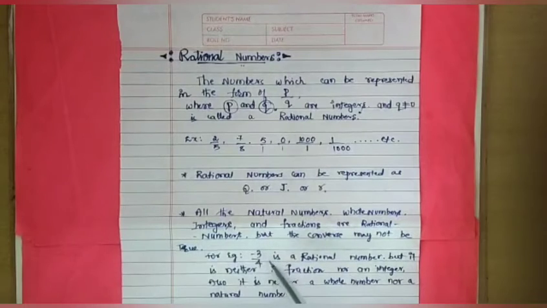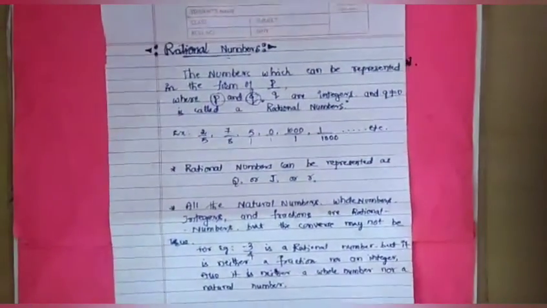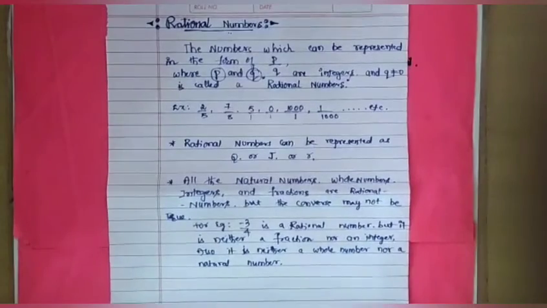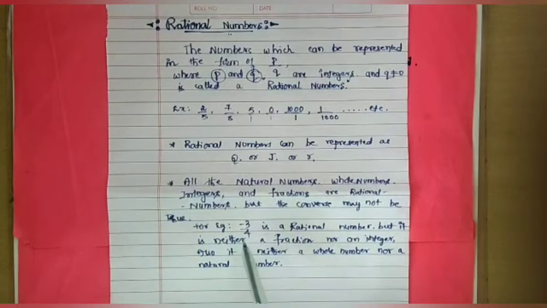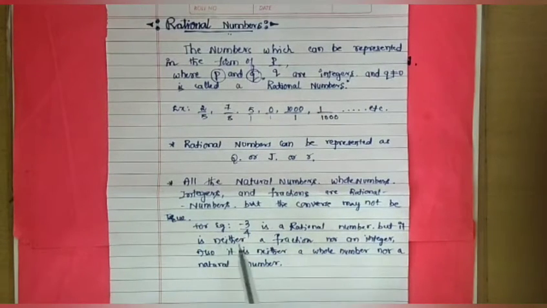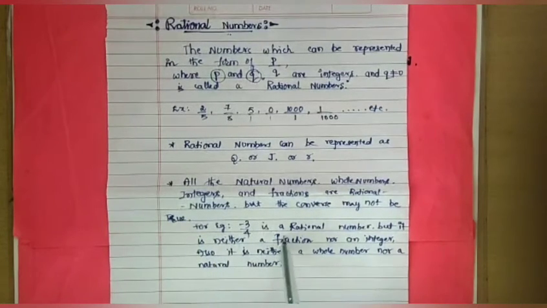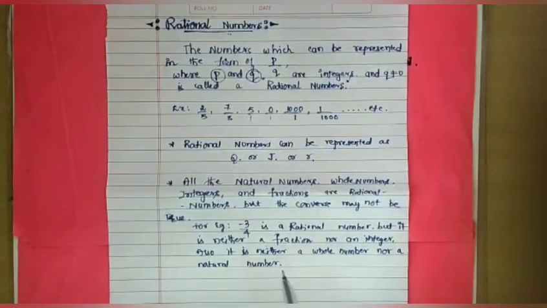For example, minus 3 by 4, here the numerator contains minus 3 and the denominator is 4, right? Yes, minus 3 by 4 is a rational number which is in the form of p by q, where p is minus 3 and q is 4. But it is neither a fraction nor an integer, and also it is neither a whole number nor a natural number, right?